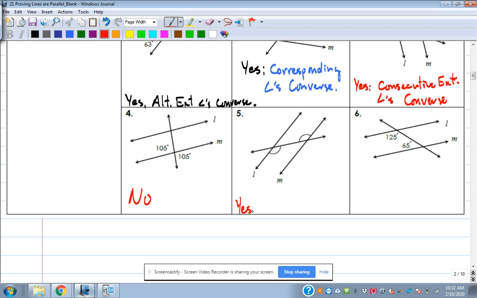Number five, alternate interiors. Alternate interior angles converse. Number six, 125 plus 165 is 180? No, that doesn't equal 180, that's 290. So this is a big no. The picture looks like they're parallel, right? Yeah. Don't go by that. Be careful. They do that on purpose to make sure you're checking all the boxes.